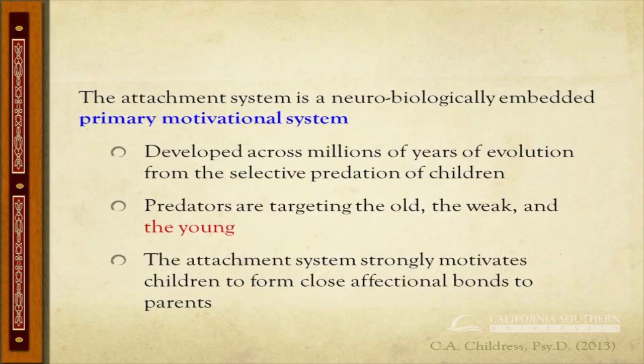The attachment system, first identified by Bowlby back in the 60s and 70s, is a neurobiologically embedded primary motivational system. It's akin to the primary motivational systems for hunger and reproduction. It's a basic motivational system. And it was developed across millions of years of evolution, having to do with the selective predation of children. Predators are seeking the old, the weak, and the young. When they're coming through the grasses, they're not looking at the adults, they're looking at the kid. And so because of that, the attachment system strongly motivates children's bonding to parents, because children who didn't bond to parents were eaten by a predator.